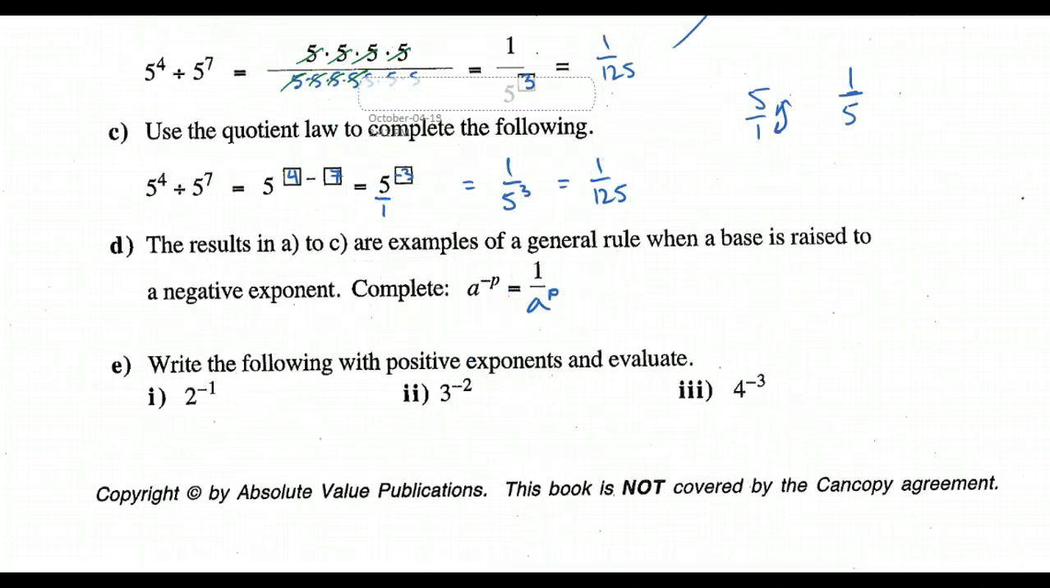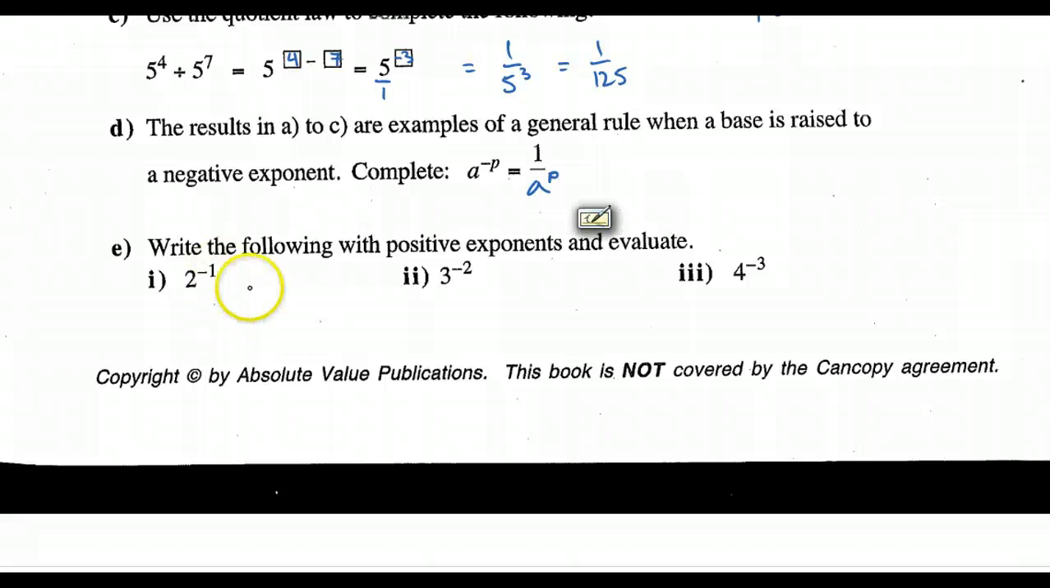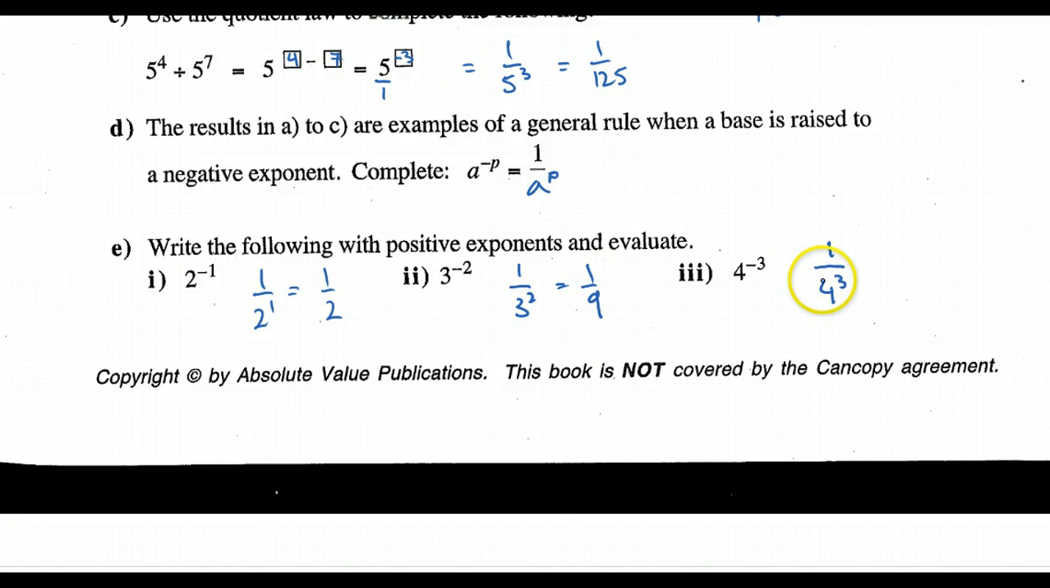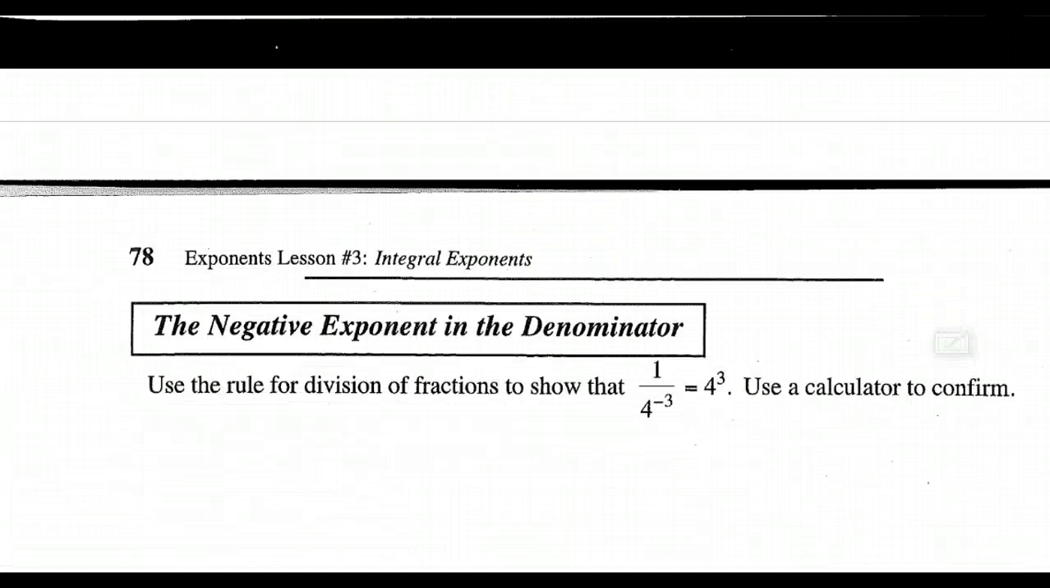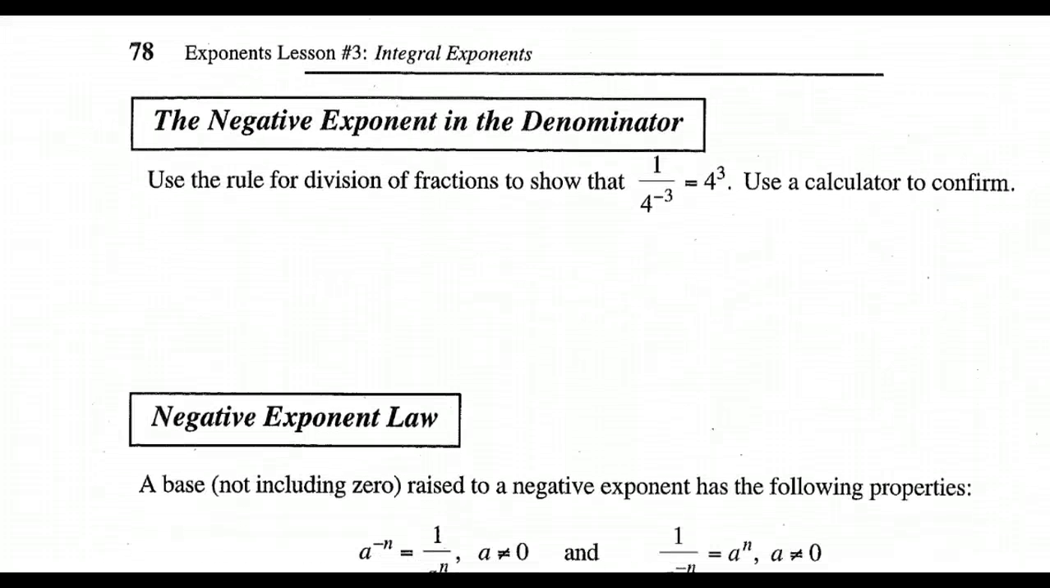So write the following with positive exponents and then evaluate. So 2 to the negative 1 is 1 over 2 to the power of 1, which is just 1 over 2. This one is going to be 1 over 3 squared, 1 over 9. 1 over 4 to the power of positive 3, which is 4 cubed, is 1 over 64. Okay. So the negative exponent is in the denominator.